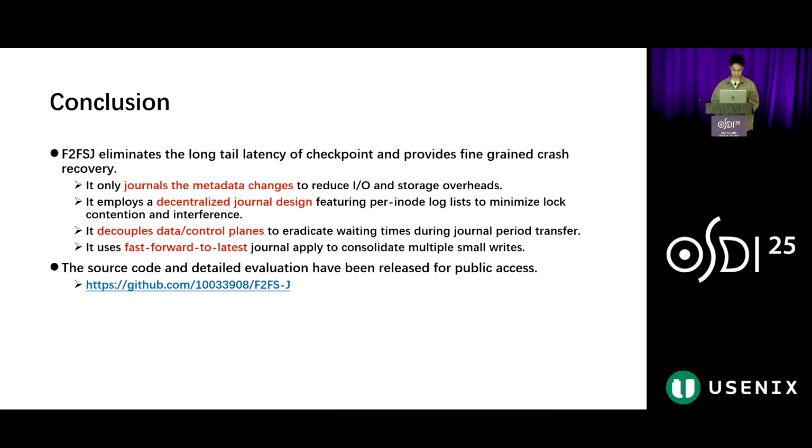To conclude this paper, F2FS provides fine-grained crash recovery by journaling and also eliminates the tail latency of checkpointing. To reduce the I/O and storage overheads, it only journals metadata changes, and it also has some novel designs: a decentralized journal design with per-inode log lists to minimize log contention, decoupling the data and control planes to eliminate the waiting times during journal period transfer, and fast-forward to latest journal apply to consolidate multiple small writes.